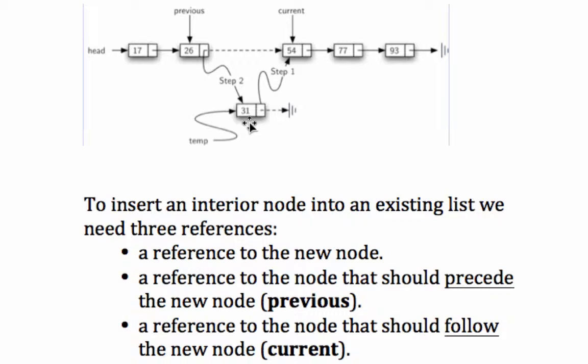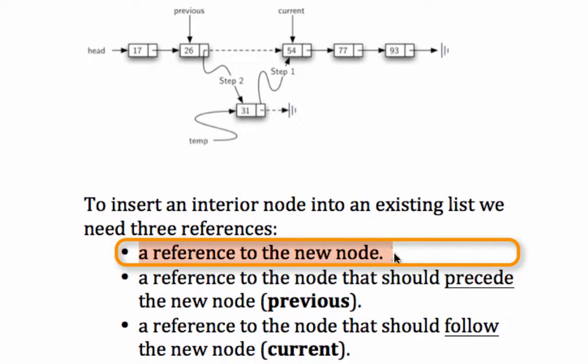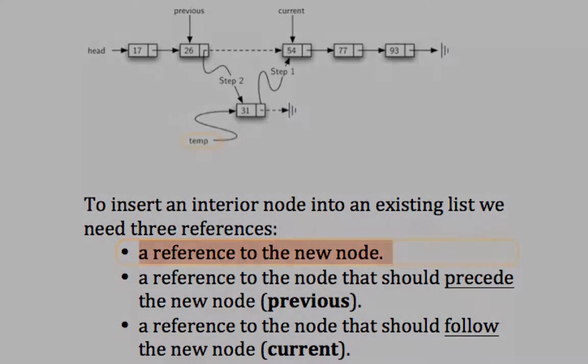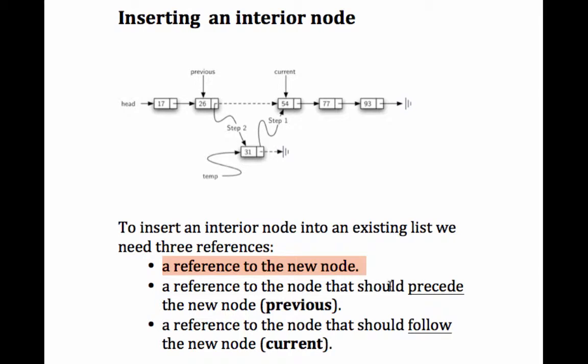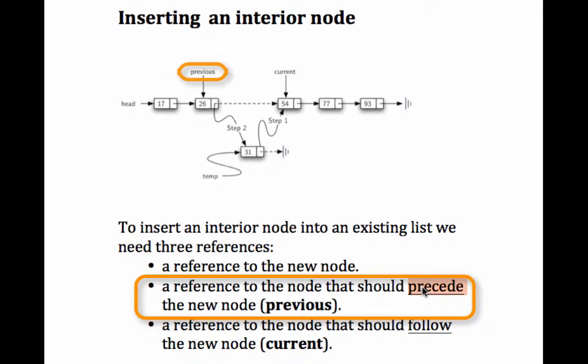In order to insert this node into the list, I'm going to have to use 3 references. The first one is, of course, a reference to the new node. And in this picture it is called temp. In the picture that I showed you before it is called new node, right? Then we're going to need a second reference, which is the one that is going to refer to the node that will eventually precede the node that we are inserting. In other words, the node that goes before the node that we want to insert. So here in the picture, 26 should go in front of 31. 26 precedes 31. So here we have this previous referring to that node.